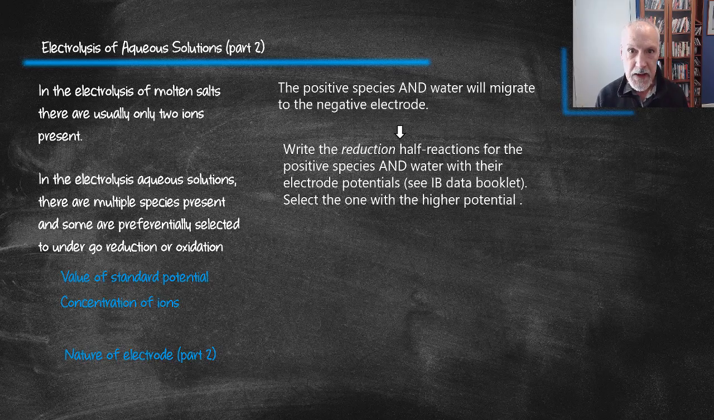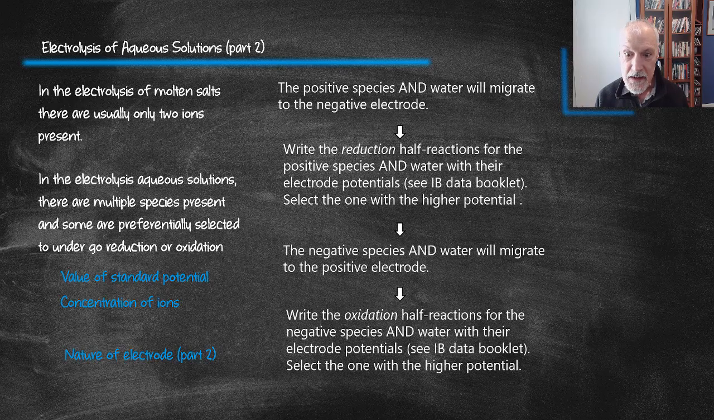First off, positive species in water migrate towards the negative electrode. There they gain electrons and become reduced. You can see your IB data booklet for the equations needed here. Again, we will select the one with the highest electrode potential. Negative species in water will migrate towards the positive electrode, where they'll lose their electrons and become oxidized. Again, we identify the one with the highest oxidation potential.